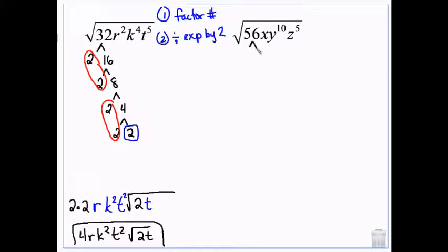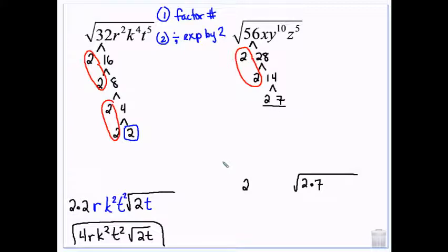Okay, 56 is, 28, I think, that's correct, 2 times 28. 28 is 2 times 14. 14 is 2 times 7. 1 pair of 2's. So a 2 comes out, and a 2 and a 7 stay behind because they didn't have anything to go with them, right? Well, x to the 1 does not even divide by 2, so it just stays in there. Did you guys see that?